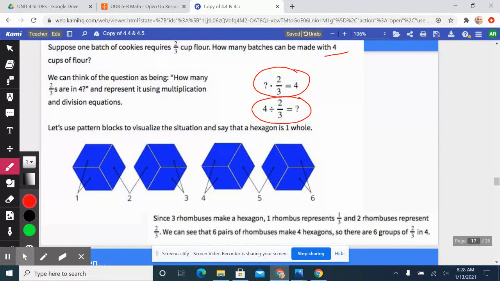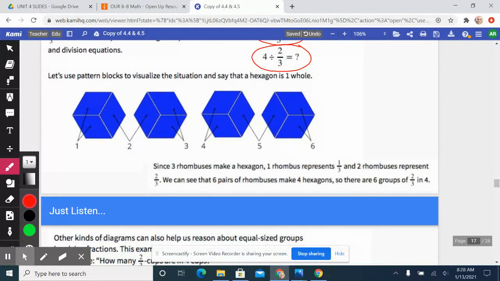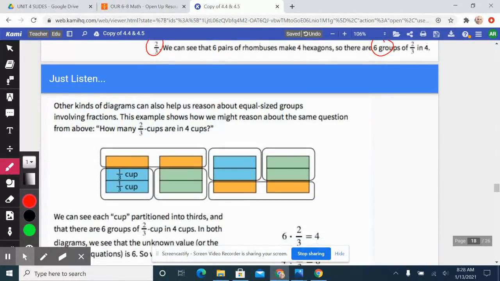And you could use pattern blocks to kind of separate these, right? So they kind of made one little shape there, this little shape here, this goes here, this goes here, this goes here, and this goes here. So since 3 rhombuses make a hexagon, 1 rhombus represents a third, and 2 rhombuses represent 2/3, right? So we can see that 6 pairs of rhombuses make 4 hexagons. So there's 6 groups, right? And that's what I just made.